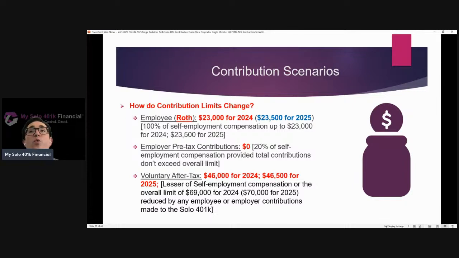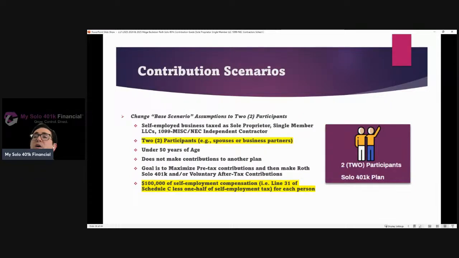So for 2024, they'll end up with $69,000 in their Roth solo 401k, $70,000 for 2025 in their Roth solo 401k. Okay, so now let's go back to the base, presuming that they first want to maximize pre-tax and then make any additional contributions as Roth or voluntary after-tax contributions.